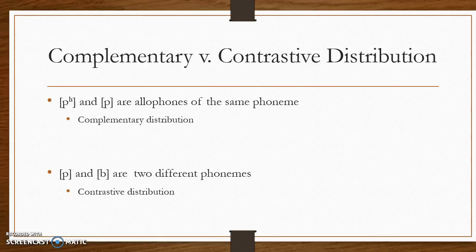So in English, the aspirated P and P are allophones of the same phoneme. An aspirated P and a P occur in complementary distribution. This really means that you could use both of them in the same word, and it might sound funny to a native speaker, but it doesn't differentiate the meaning of a word. It doesn't change the word. Whereas P and B are two different phonemes in English. They're contrastively distributed. If you had a word pat, and we changed it to bat, those are two different phonemes in English, and it would change the meaning of a word.